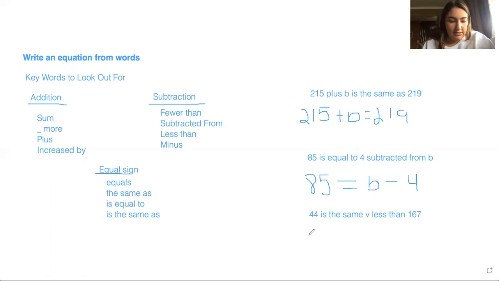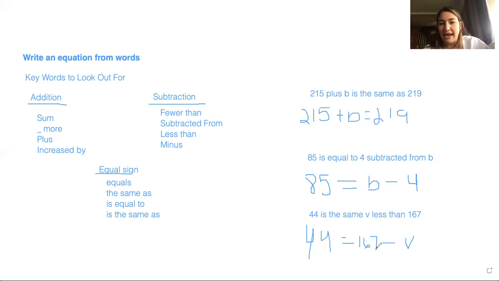And then the last one is 44 is the same as, or equals, b less than 167. So this is minus b, because b is less than 167. So make sure when you do subtraction, you keep an eye out for what's actually being subtracted from what. And I think you'll be good.